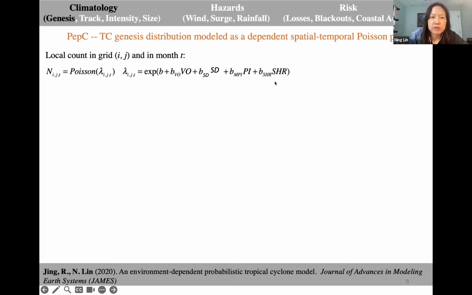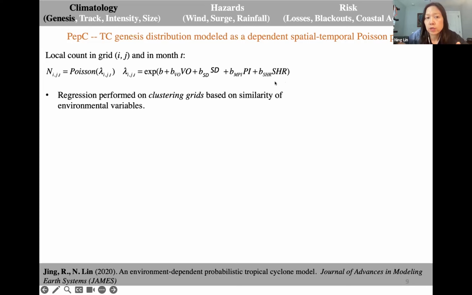The model we developed, which is different from previous ones, performs this regression not on a regular grid on the ocean, but on clustering grids based on the similarity of environmental variables. If you use a regular grid at low resolution, you would be smoothing out the variation within the grid. If you use very high resolution, because tropical cyclones are still rare events, in many of the grids you have zero occurrence, which will affect the statistical fitting. So we cluster these grids based on these environmental variables to overcome this challenge.